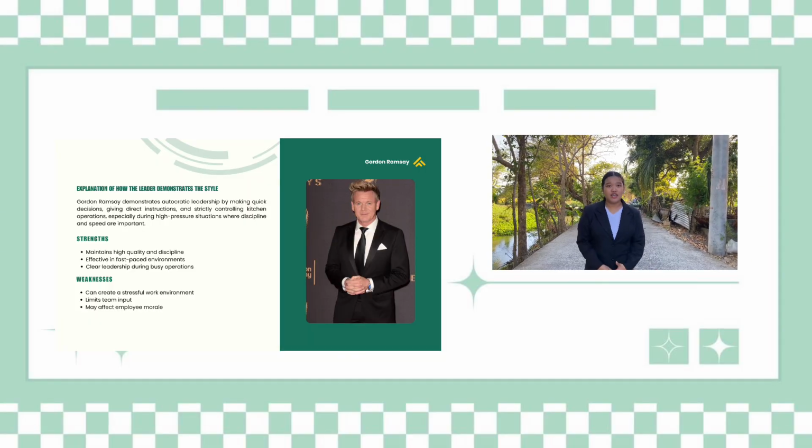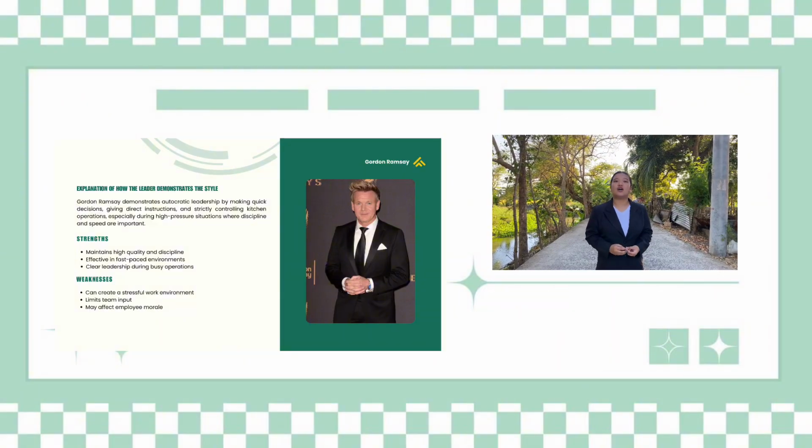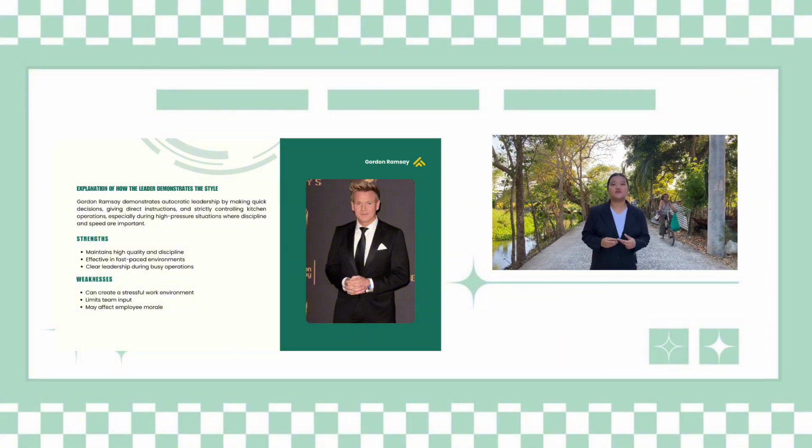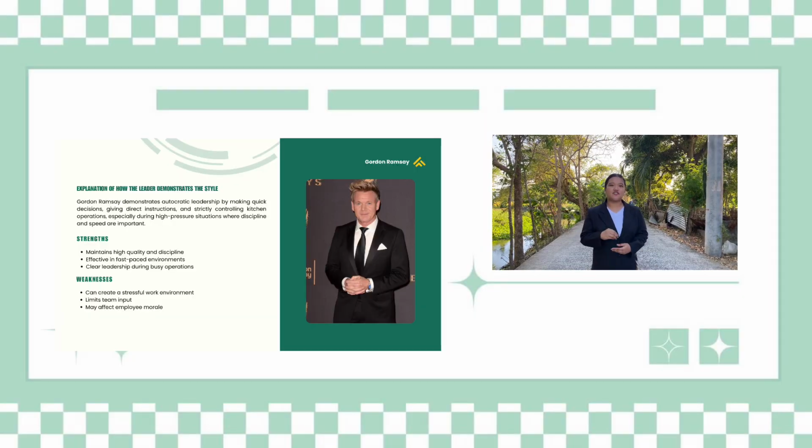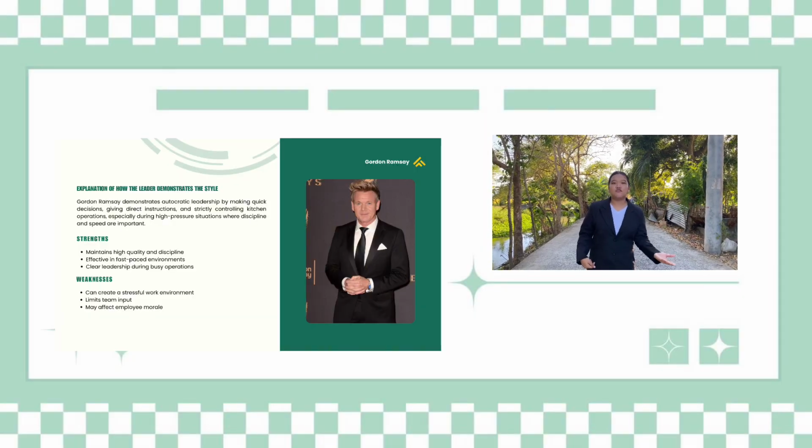Now, let's talk about the strengths. Autocratic leadership helps maintain high quality and discipline. It is very effective in fast-paced environments. However, it also has weaknesses. This leadership style can create a stressful work environment. Employees may feel pressured and unable to express their ideas. It can also lower morale and limit creativity.